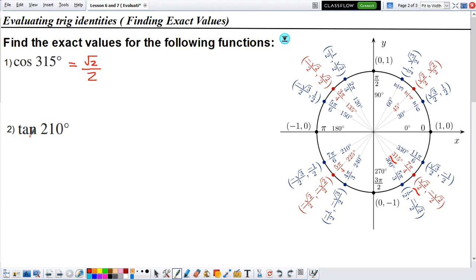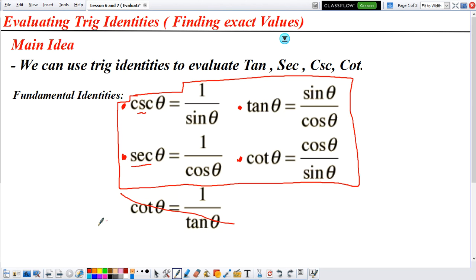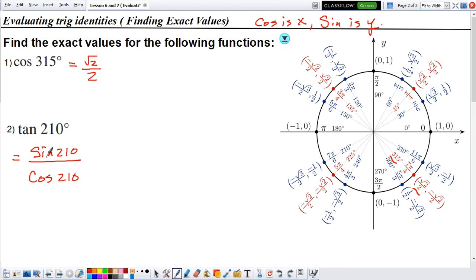So now, how about tangent? We know that in our unit circle, it's only sine and cosine. Because remember, cosine is x and sine is y. So if I want to find tangent, we only have x and y's here. But I know that tangent, I can write as sine over cosine of 210. Why? Well, we look at our identities. Tangent is sine over cosine. So now, I know how to use sine and I know how to use cosine using our unit circle.